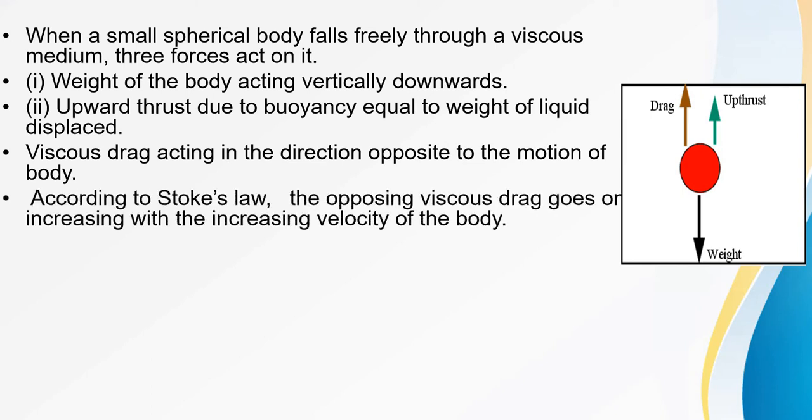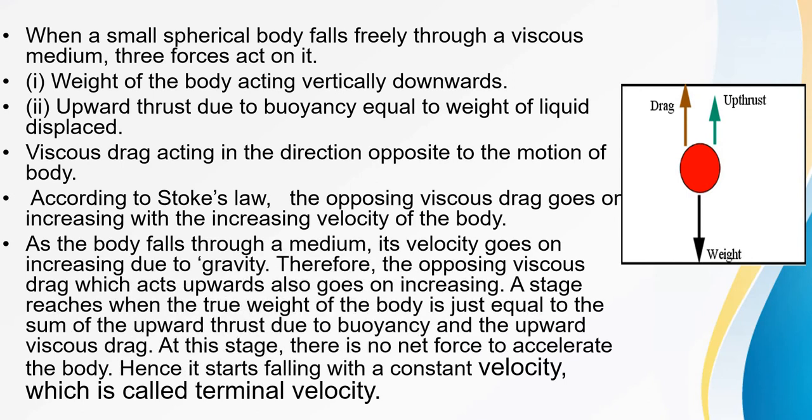And according to Stokes' law, we know that the opposing viscous drag goes on increasing with the increasing velocity. No, F is equal to 6 pi eta RV. So we can say that this viscous force will be proportional to velocity. It increases with velocity. And as the body falls through the medium, its velocity goes on increasing due to gravity. Therefore, the opposing viscous drag which acts upwards also goes on increasing. Since the object is falling down, initially weight will be more.